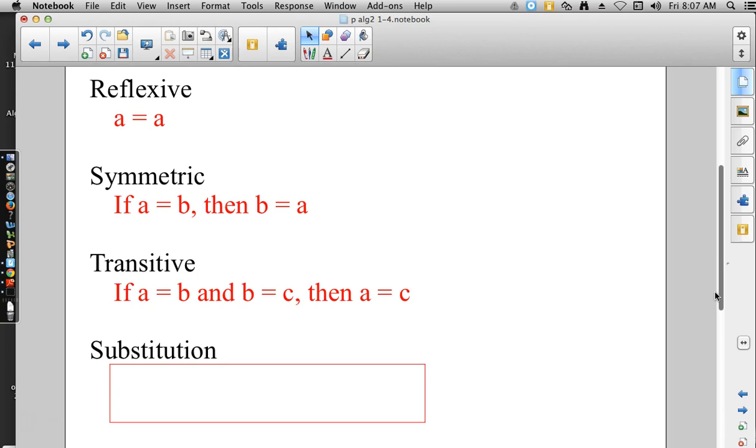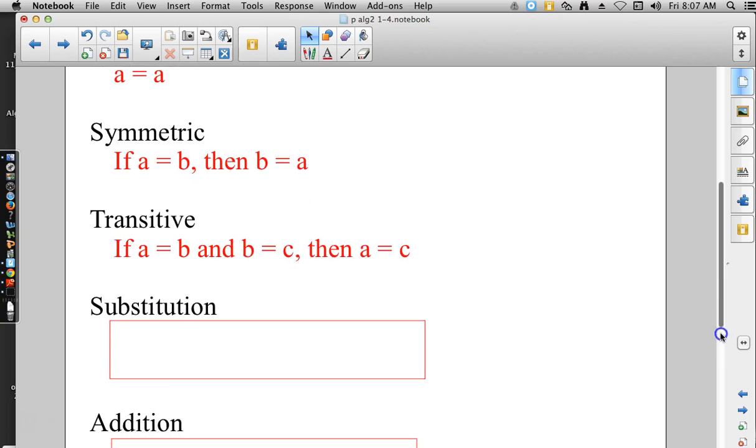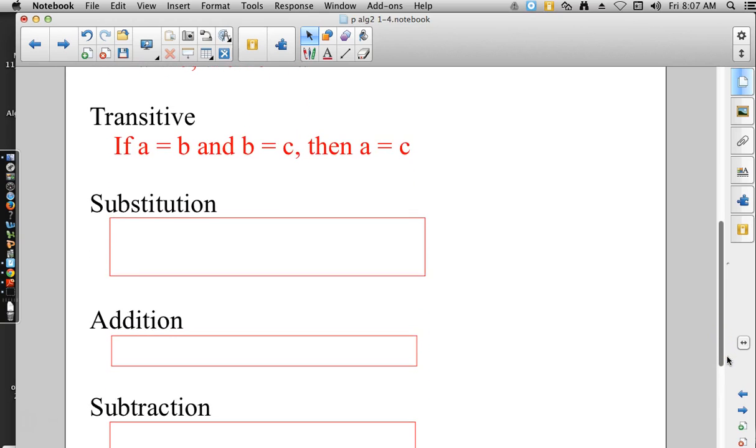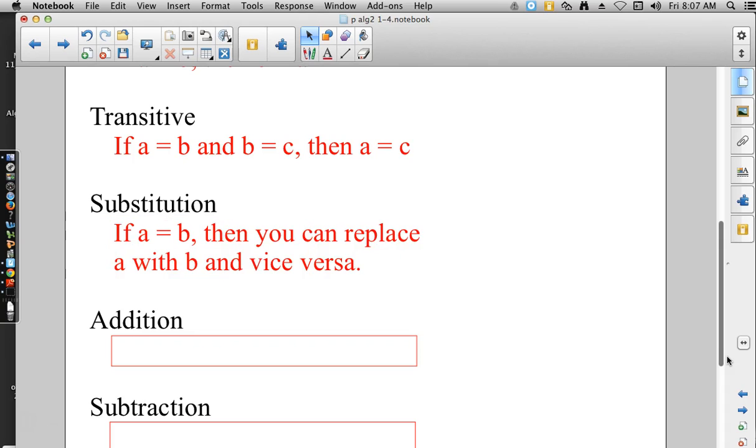Substitution is just that, substituting. So when we substitute, we replace a variable with something. In most cases, it's a number, but sometimes we have to replace it with a variable. And like it says in this case, if A equals B, then wherever we see an A, we can put a B. Wherever we see a B, we can put an A. And that's what vice versa means. We can interchange those two variables.